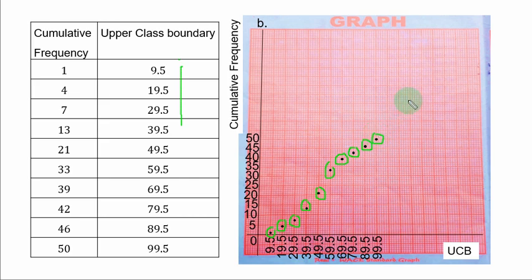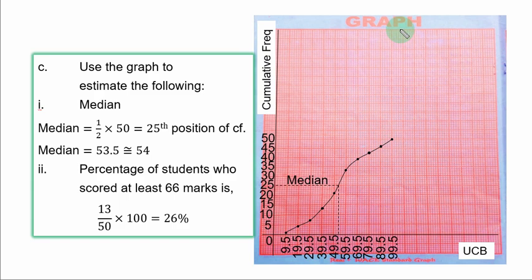frequency curve, and that is traceable from the one I just plotted. So next thing is to join the points together. You can say that all the points have been joined together and that S shape is traceable. So let's move to the C part of the question. Use the graph to estimate the median.